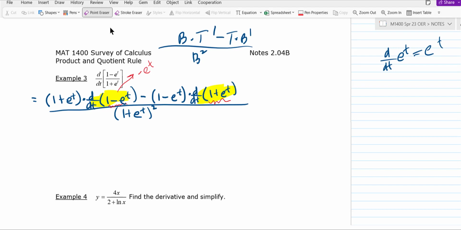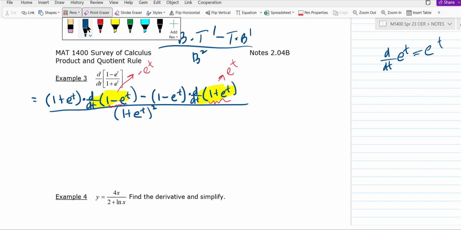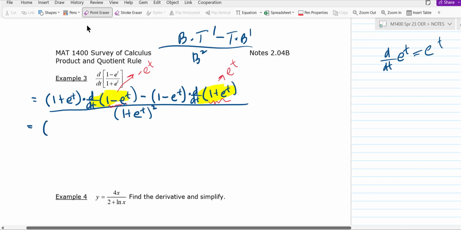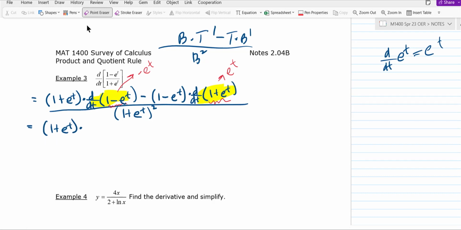What's the derivative of 1 plus e to the t in your head? E to the t, okay? You like it when e to the t pops up. That's the easiest derivative rule there is. All right, so let's write what we're left with. Now what we have is 1 plus e to the t in parentheses. It's important you have that, times negative e to the t, minus parentheses, 1 minus e to the t times e to the t over the bottom.